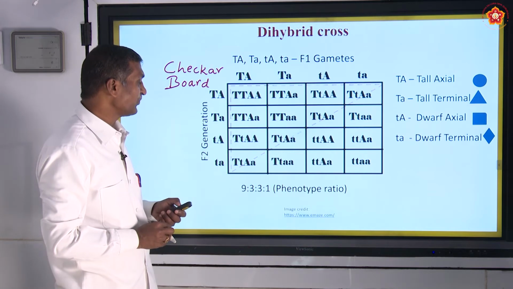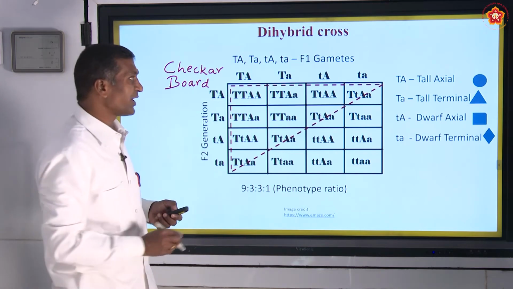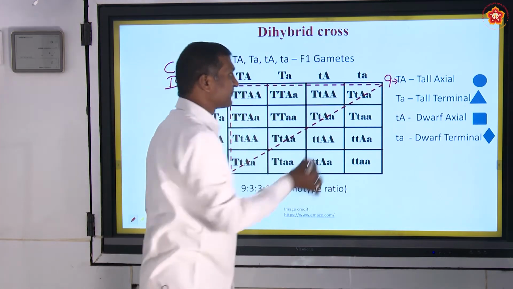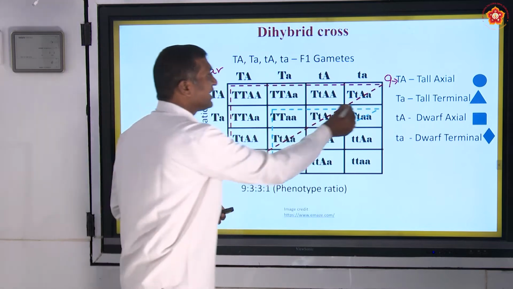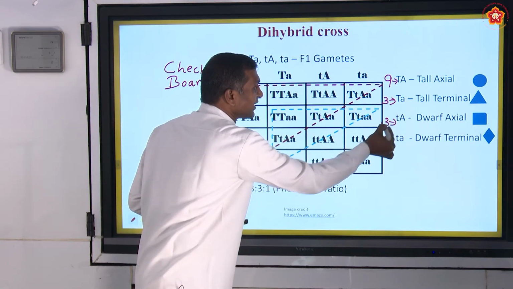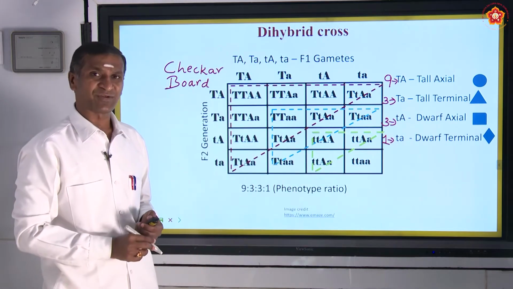So, the ratio is 9:3:3:1, where we had 9 of such varieties, 3 of such varieties, 3 of such varieties and only 1 of this, as you can observe.